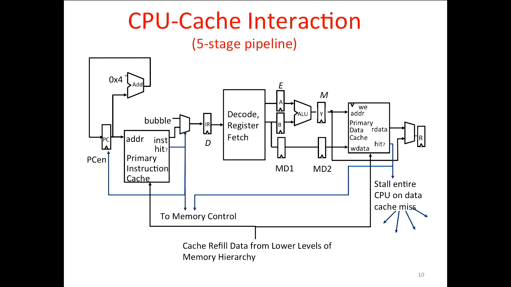Why don't I just freeze time to get an iCache miss? Would it be correct for me to do that? Would it be correct to just stall everything while I do an instruction cache miss and then restart it when it comes back?